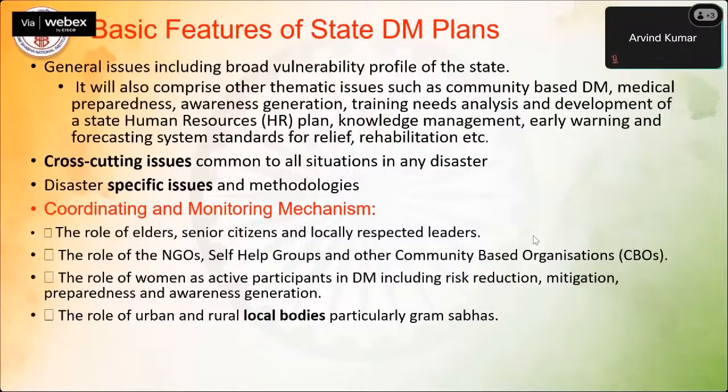Then coordinating and monitoring mechanism, the role of elders, senior citizens, and elderly locally respected leaders. These locally respected leaders are like VIPs. The role of NGOs, etc., and the role of urban and local bodies. Particularly, as we have a setup of Gram Panchayat, the SDMPs or the State Disaster Management Plan should actually take the grassroots level information that starts with Gram Panchayat.